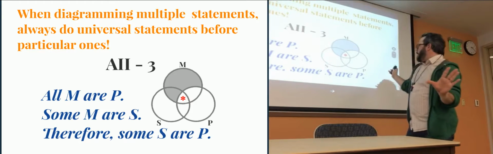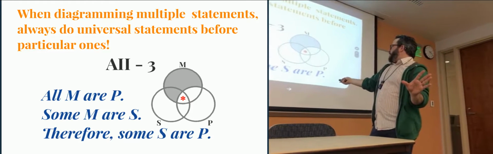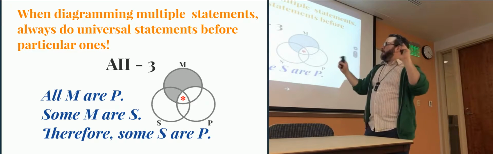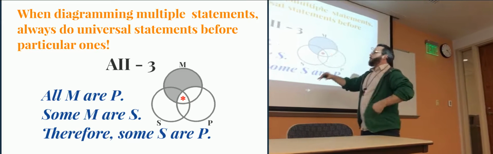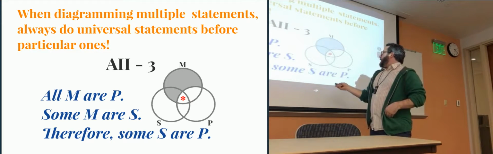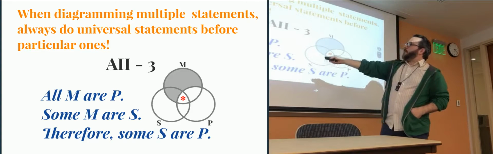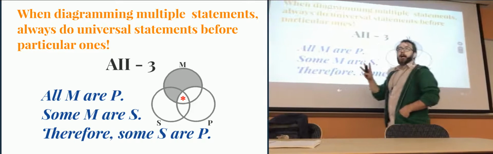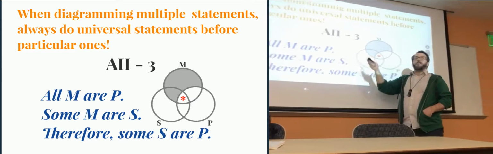Let's double check. Standard form, P is my major term. There it is in the first premise, good. S is my minor term. There it is in the second premise, good. Conclusion comes last. That's standard form. So this is an A, I, and my middle term is the subject both times. That's figure 3. That's an AII3 categorical syllogism.